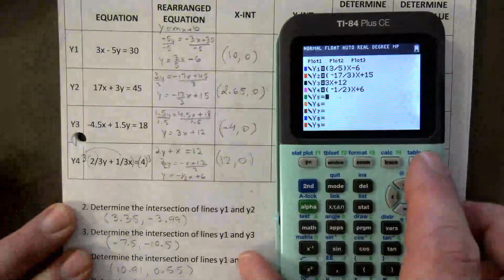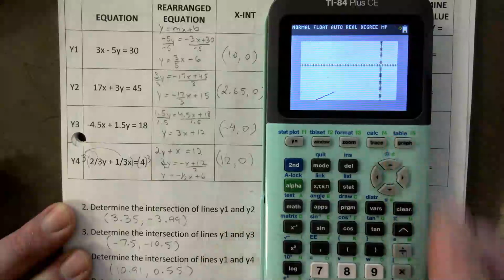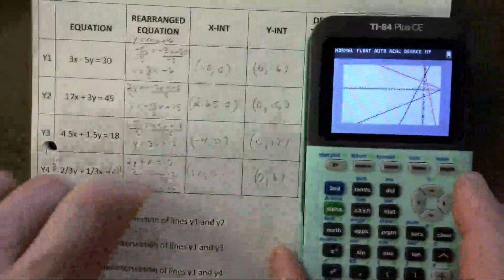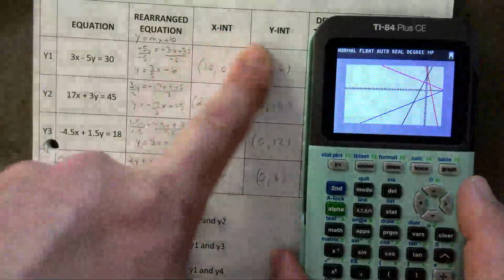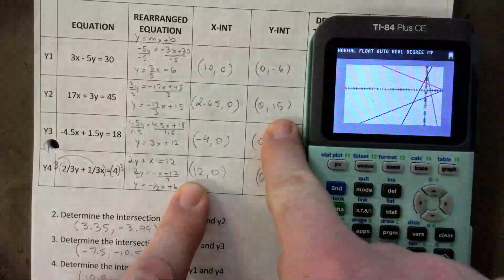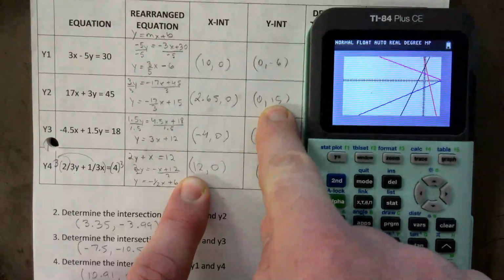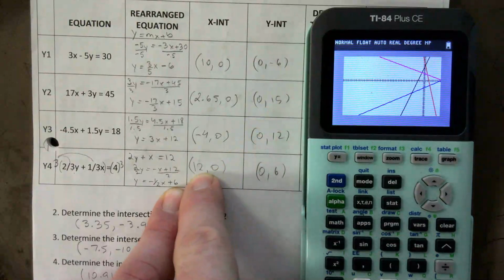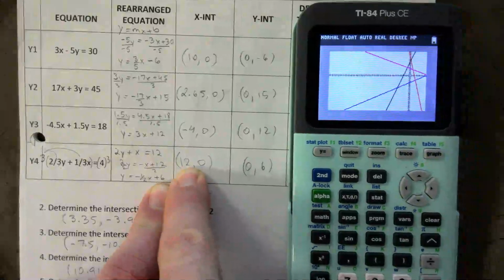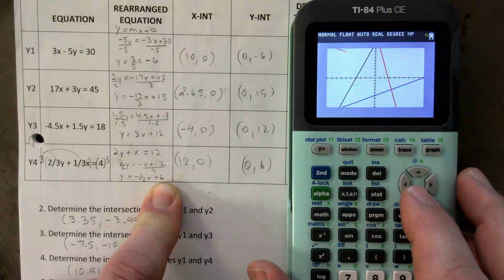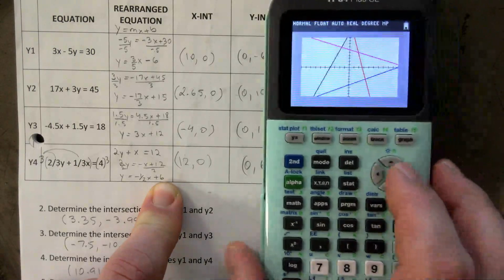So go ahead, hit graph in this case. 1, 2, 3, 4. It's actually not bad. Look at your intercepts here. If you were to go zoom standard, you would just have to adjust a little bit because there's a 15 that's outside the 10 and a 12 that's outside the 10. So I'm going to hit zoom standard here. And then I'm just going to adjust.